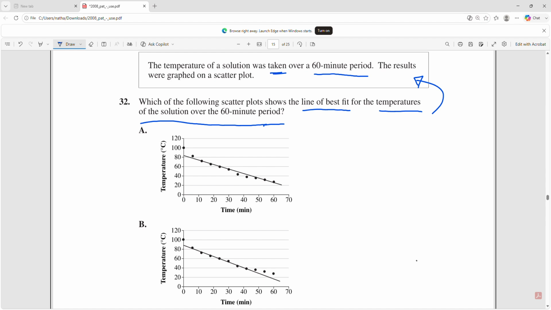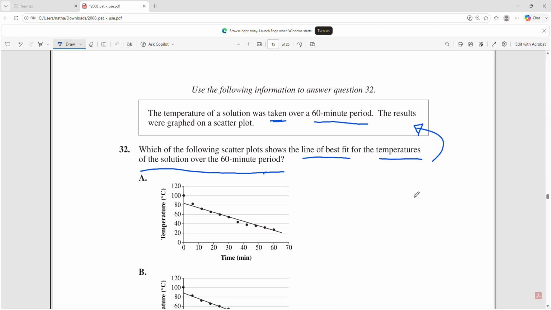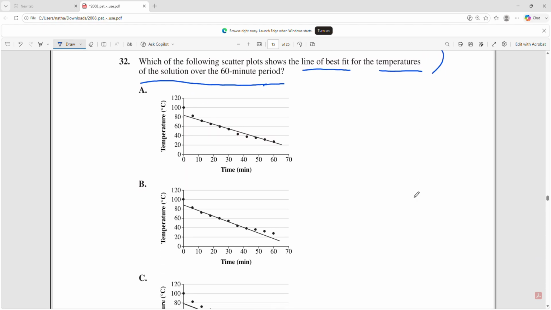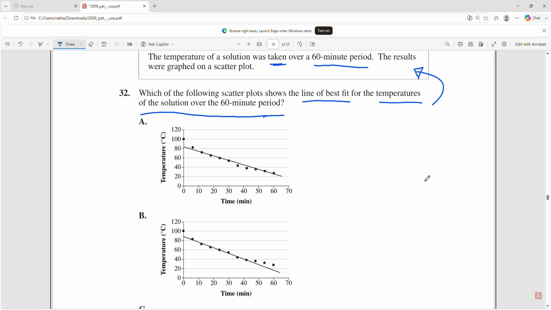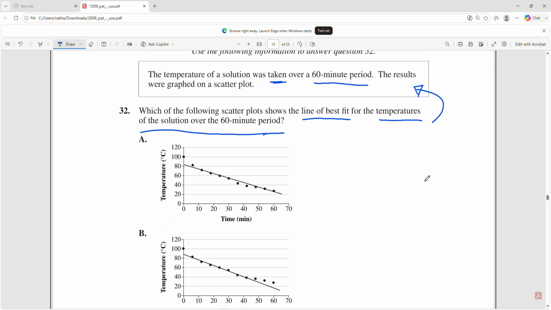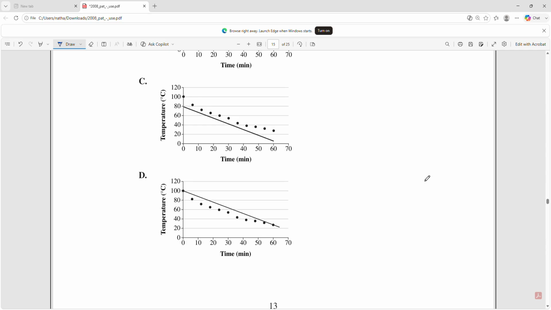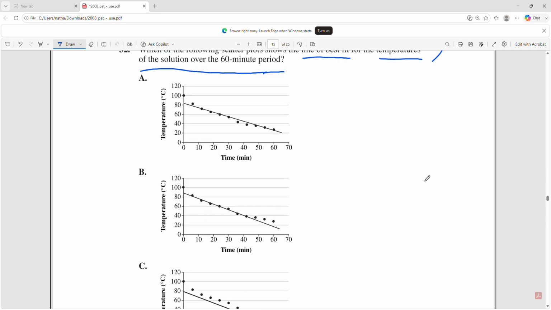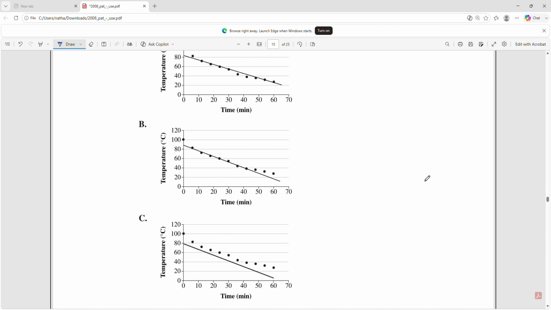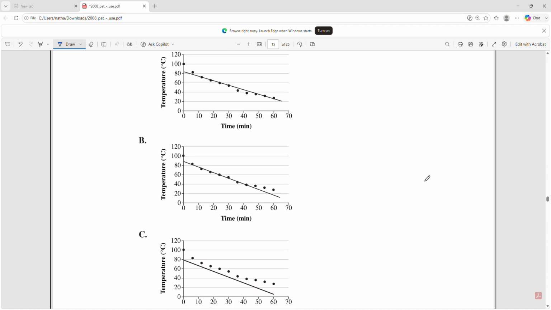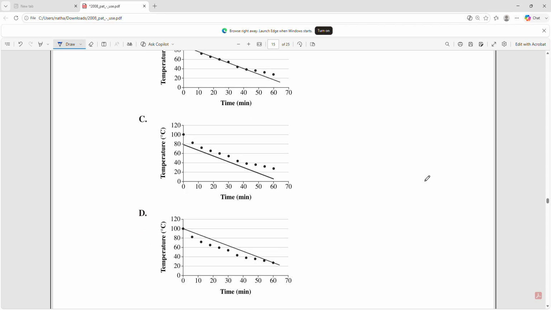So the temperature of the solution was taken over a 60-minute period. The results were graphed. Okay. Sounds more like a science question. So we have time over 60 minutes and our temperature. What do they say about what's happening? They're just telling us the temperature over time. Okay. Line of best fit, scatter plots. This sounds old too. We didn't talk about scatter plots.